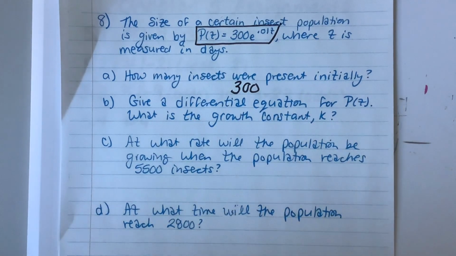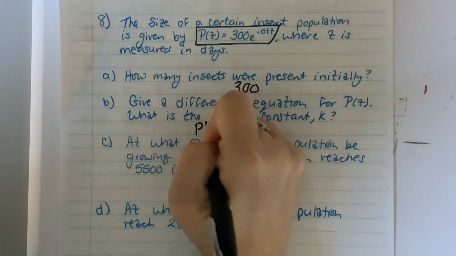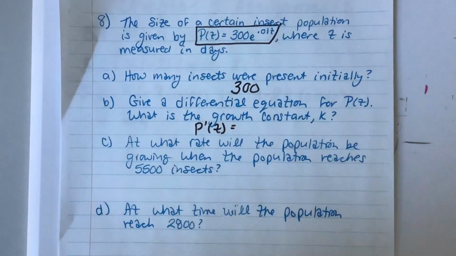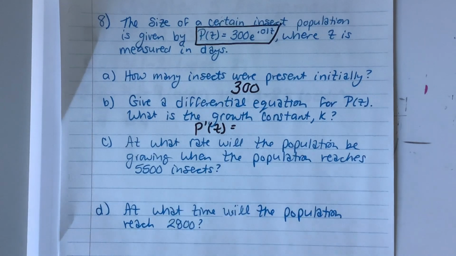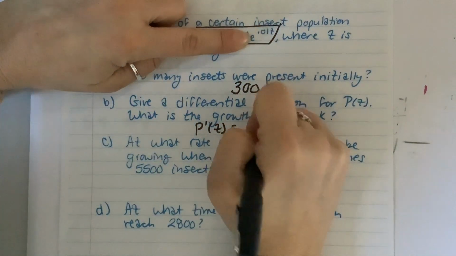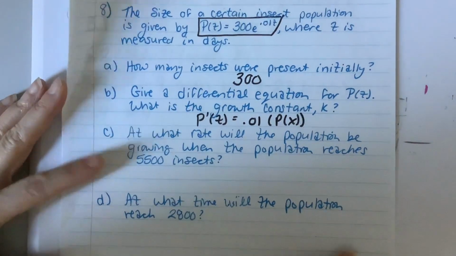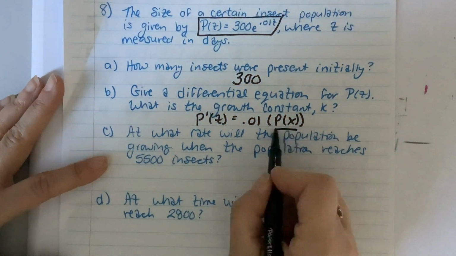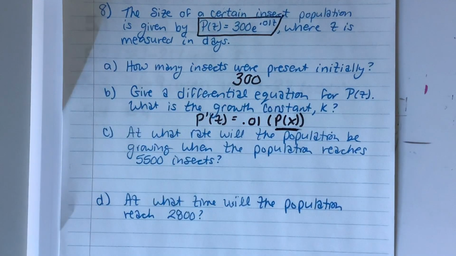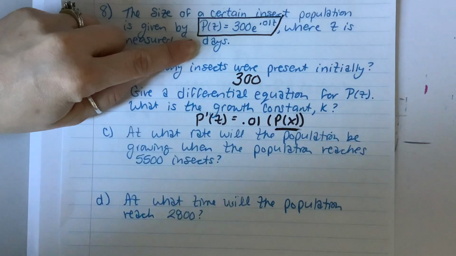Give a differential equation. So what would be the derivative? Well, the derivative would be whatever the growth constant is. It's K. This is 0.01 times P of T, or P of X. This just means how many insects do you have. The derivative is take the current amount of insects, multiply it by 0.01, and that tells you how many more insects you would get in one day.